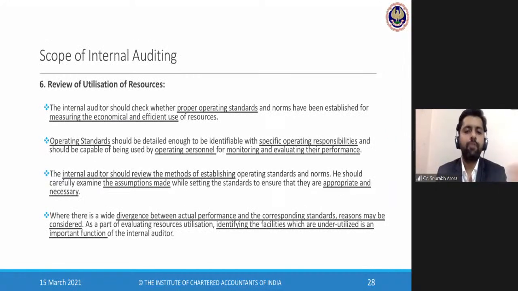Review of utilization of resources. The internal auditor should check whether proper operating standards and norms have been established for measuring the economical and efficient use of resources. So, first of all, the operating standards should be there, that is, standard operating procedures should be there. And those standard operating procedures should have the criteria for measurement of economical and efficient use of resources. Then those SOPs should be detailed enough to be identified with specific operating responsibilities. What would be the responsibilities in case of those SOPs, and who would be responsible for that?